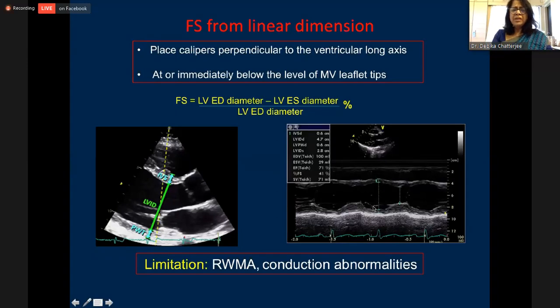Now, since it is a one-point measurement, regional wall motion abnormality in the LAD territory is always a limitation of this method. And also conduction abnormality gives rise to paradoxical movement of the septum, where the measurement becomes difficult.